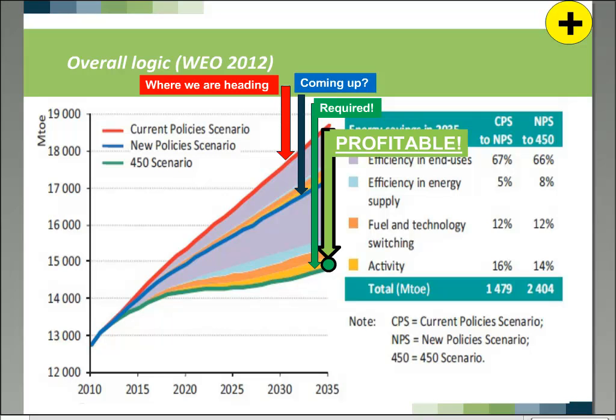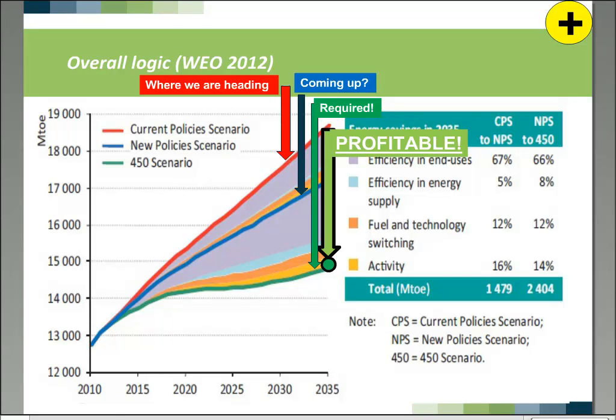And in 2012, they made another calculation. They also tried to find out what is profitable from the perspective of the customer, the users. And they found out that just by applying what is profitable for the user, we should almost come all the way down to the 450 scenario. So that is a way of saying that energy efficiency is very important.